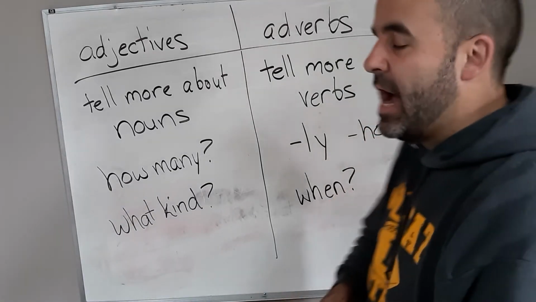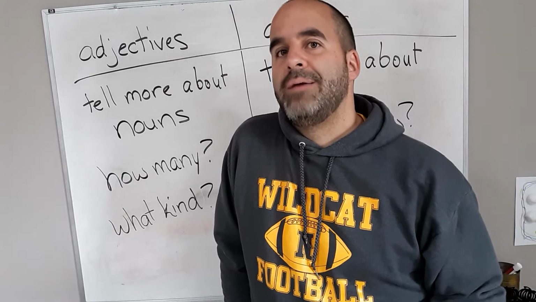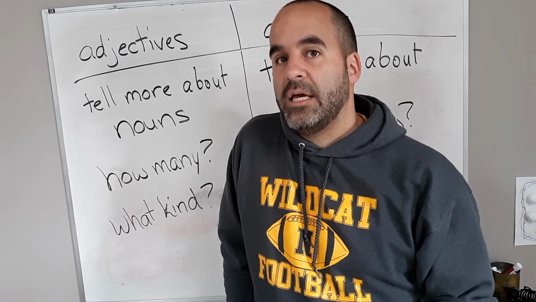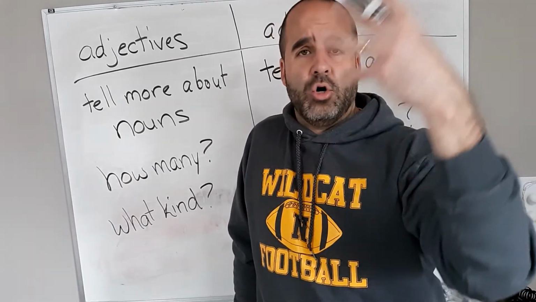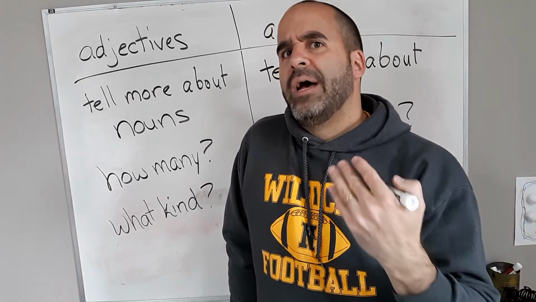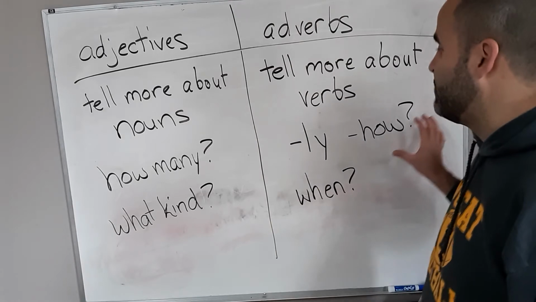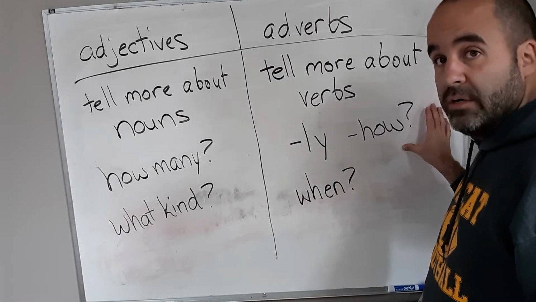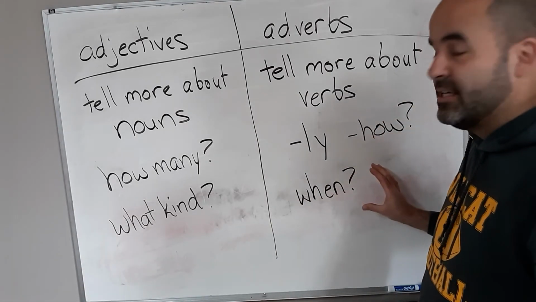Adverbs might tell us how we do a verb. So he might talk quietly. She might sing beautifully, and things like that, okay? So adverbs tell us more about verbs. They tell us how in many cases, and they also tell us when.